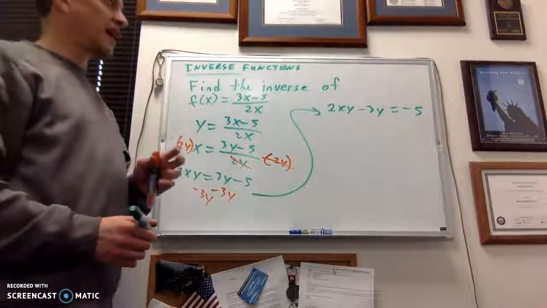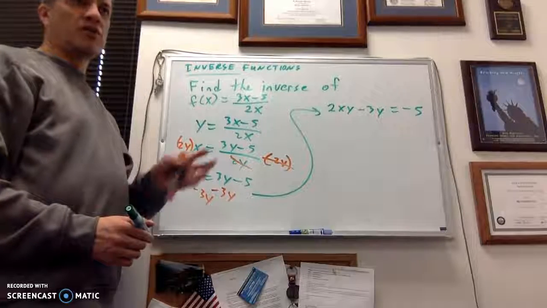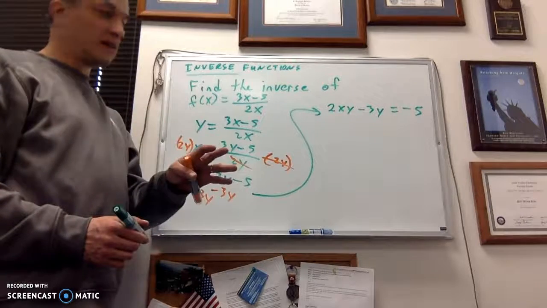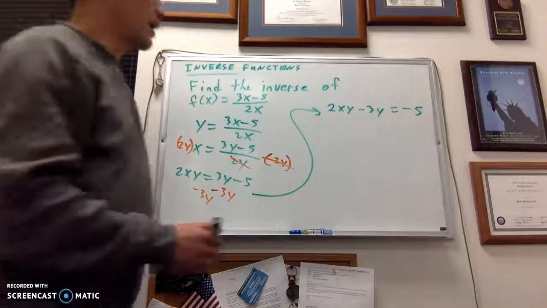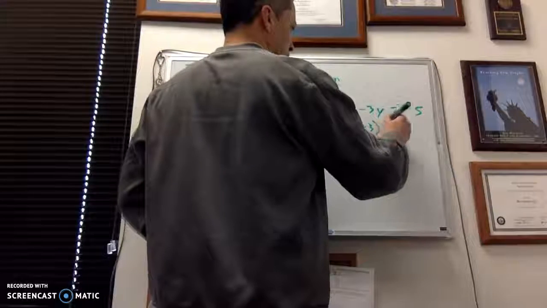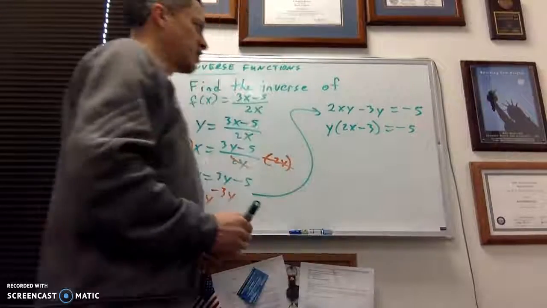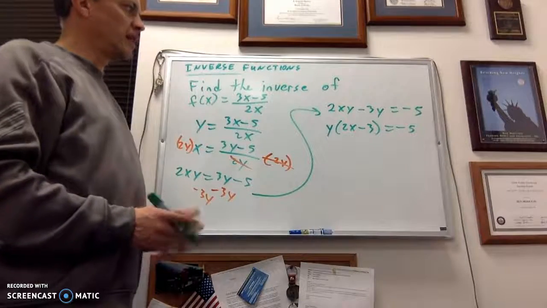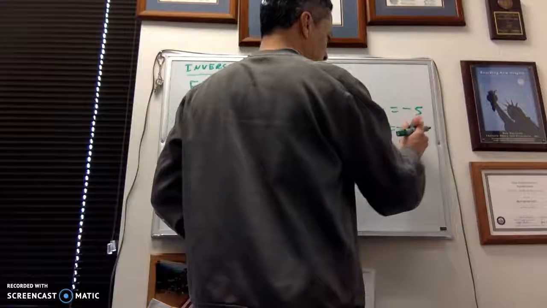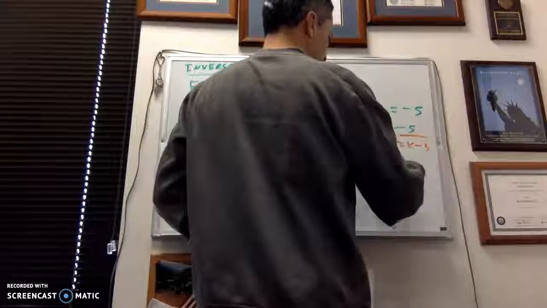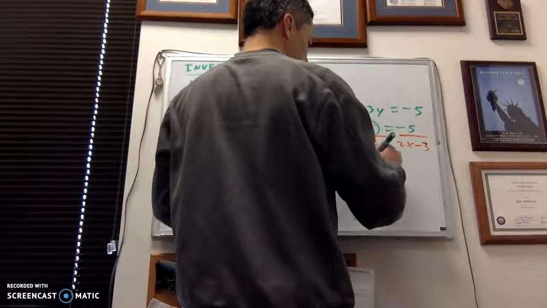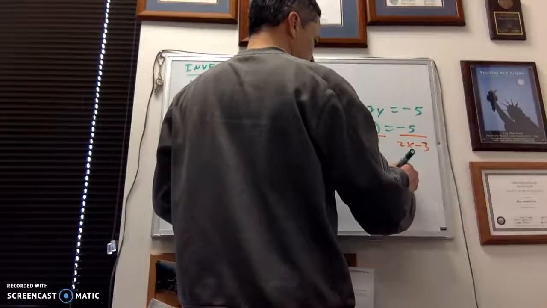Alright, so every term that has a y goes on one side of the equation. Every term that doesn't have a y goes on the other side. Alright, now let's factor out a y. Well, that's easy to do. That's just the greatest common factor. So you've got y times the quantity 2x minus 3 equaling negative 5. Then just divide both sides by 2x minus 3. That'll give us y equaling negative 5 over 2x minus 3.